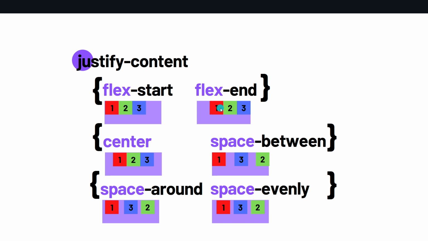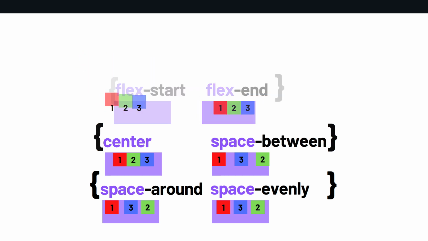If you use the center value, it will center the items inside the flex container in the main axis direction. If you use the space-between value, it will give space between flex items in a flex container. If you use space-around, it will give space around these elements side by side. The space-evenly property gives equal space to each and every element side by side. So that's the justify-content property.